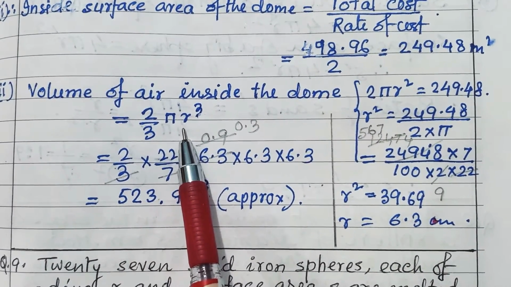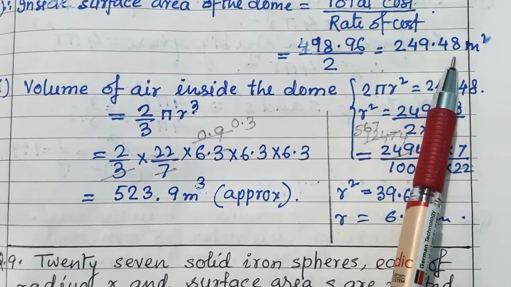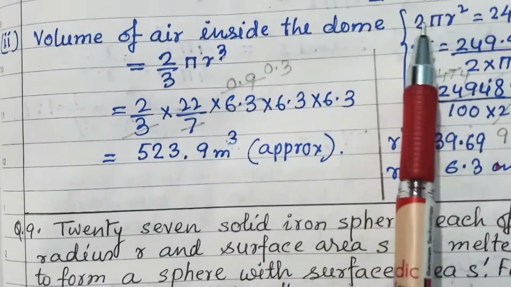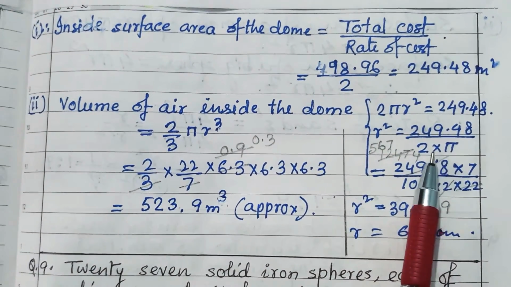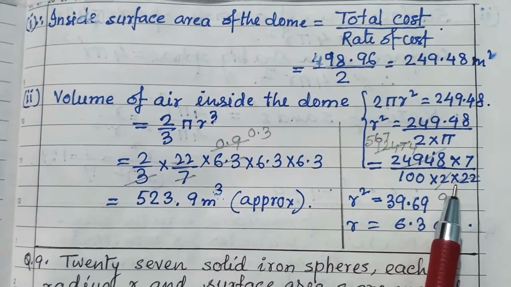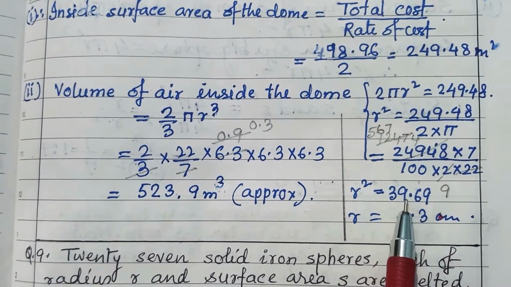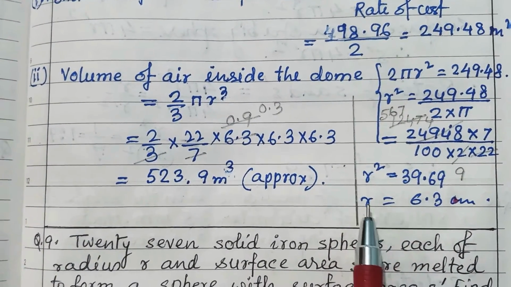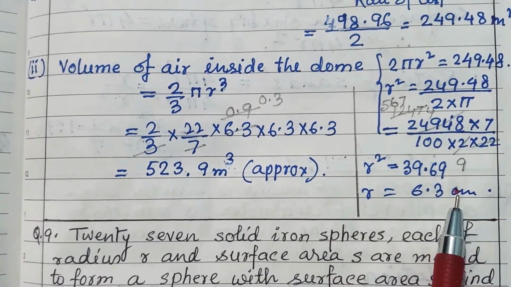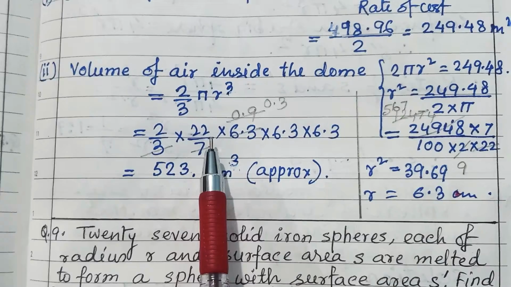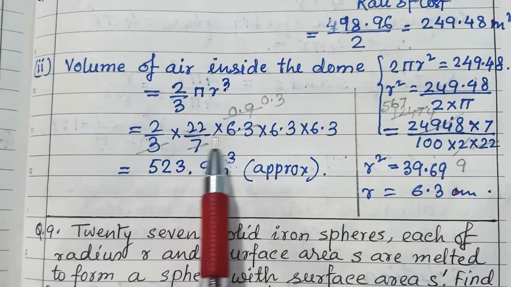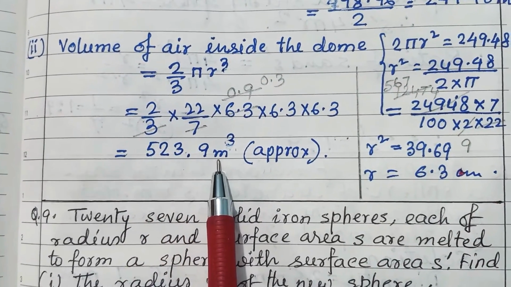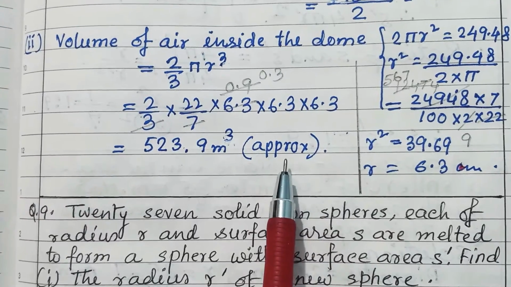Now volume of air inside the dome is equal to 2 upon 3 pi r cube. Now we have to find out r. This is the surface area, so 2 pi r square is equal to this surface area. R square is equal to the surface area divided by 2 pi. By calculation it is coming 39.69, that is r square. So r is equal to 6.3 meter. As we have got r, now substitute the value of pi and r in 2 upon 3 pi r cube. So it is 523.9 meter cube. It is the volume of inside of the dome.